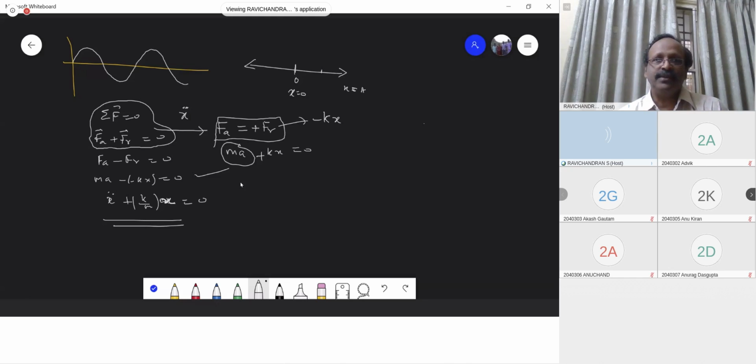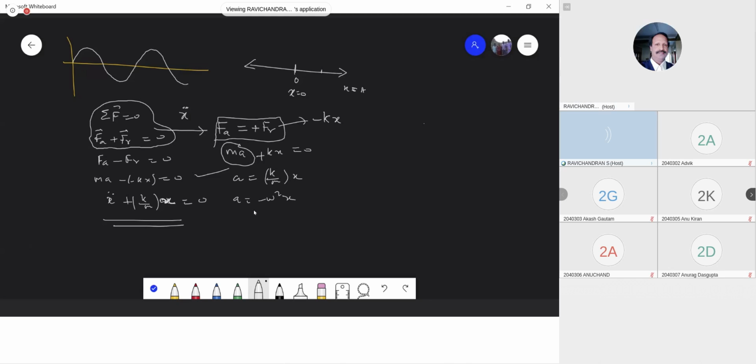And we have found that A is equal to K by M into x. But already we know the formula that A is equal to minus omega square x. Correct? This also becomes minus because we have brought it to the other side. Therefore, I can write the equation x double dot plus omega square x equal to 0. From there only we started. And we have got the equation.